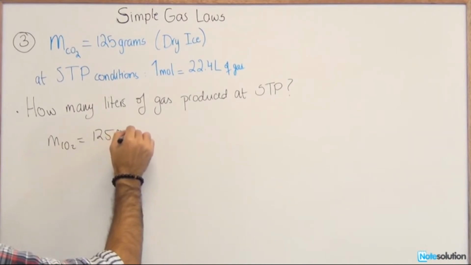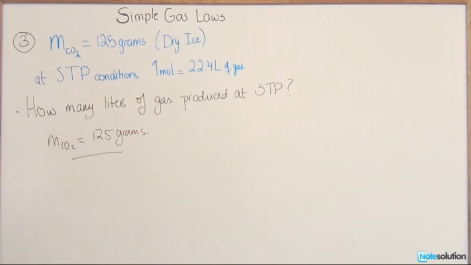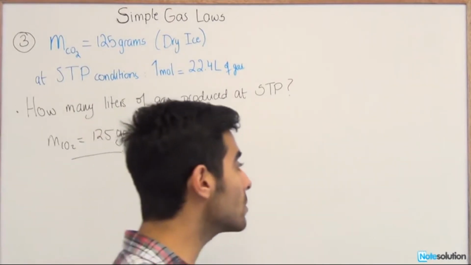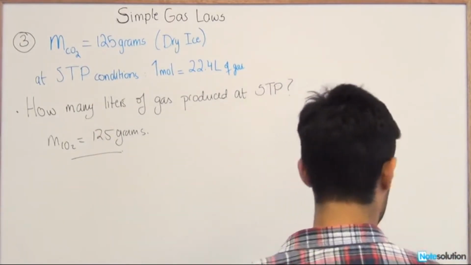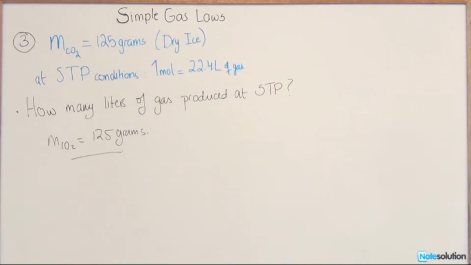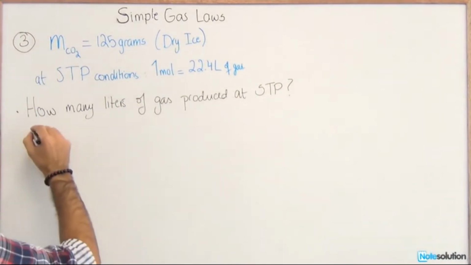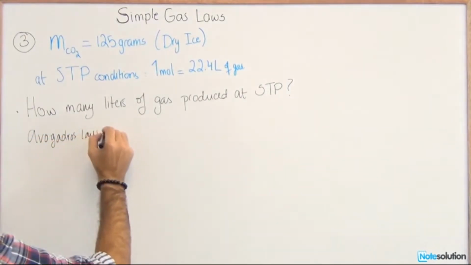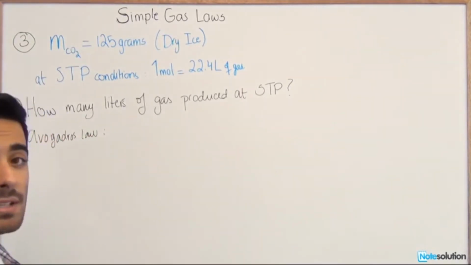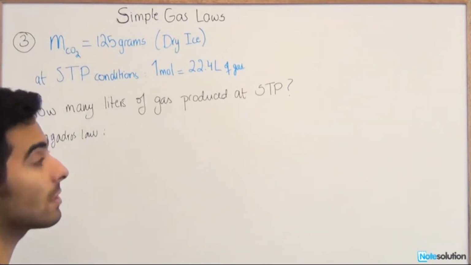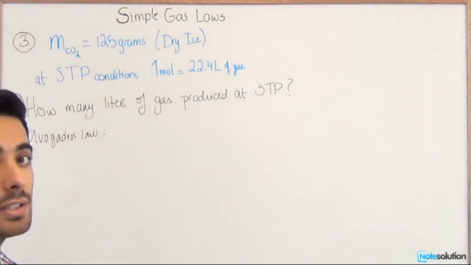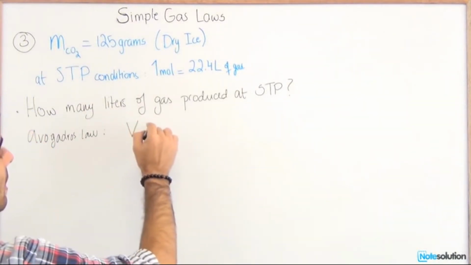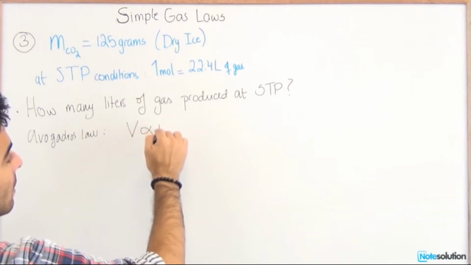Okay, cool. So the mass of carbon dioxide is 125 grams. Now, we have the temperature being constant and the pressure being constant. In this case, we use Avogadro's law. Avogadro's law states that volume is directly proportional to the amount of gas present at constant temperature and pressure. So V is directly proportional to n.